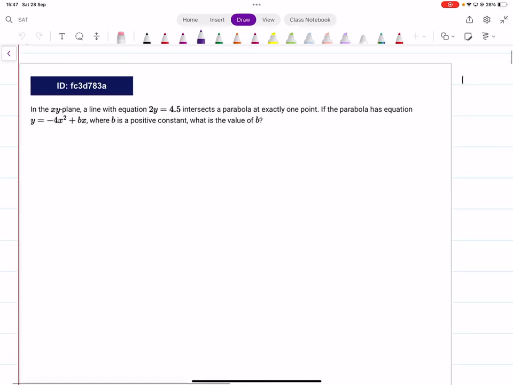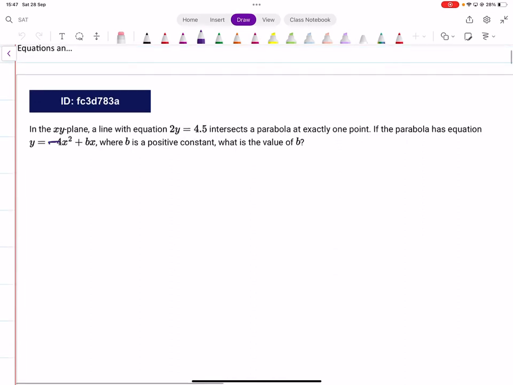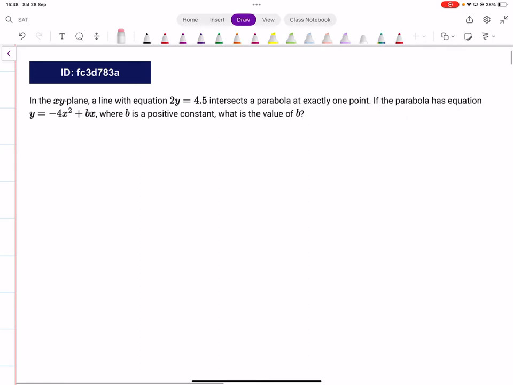Nonlinear equations and systems of equations. Let's have a look at this. In the xy plane, a line with equation 4y equals 4.5 intersects a parabola at exactly 1 point. If the parabola has this equation where b is a positive constant, what's the value of b? A line intersects a parabola at exactly 1 point. What does that mean?